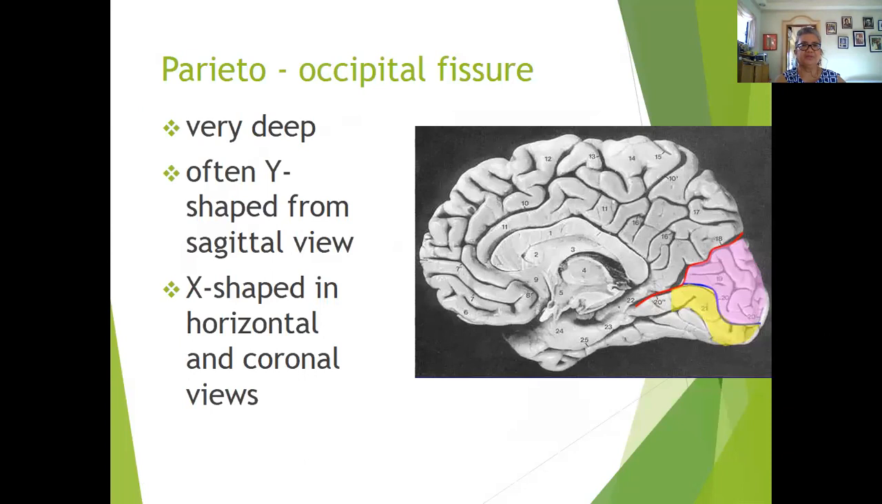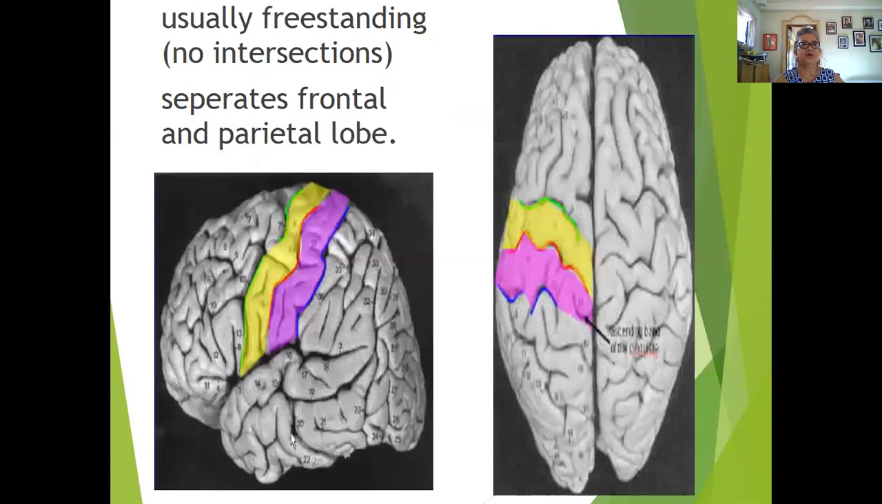Now, your parieto-occipital fissure is a very deep, open, Y shape from the sagittal view and X shape in a horizontal or coronal view. And this, the red one, is your central sulcus of Rolando, and it is usually freestanding. There will be no intersection, and it will separate the frontal and parietal lobe.